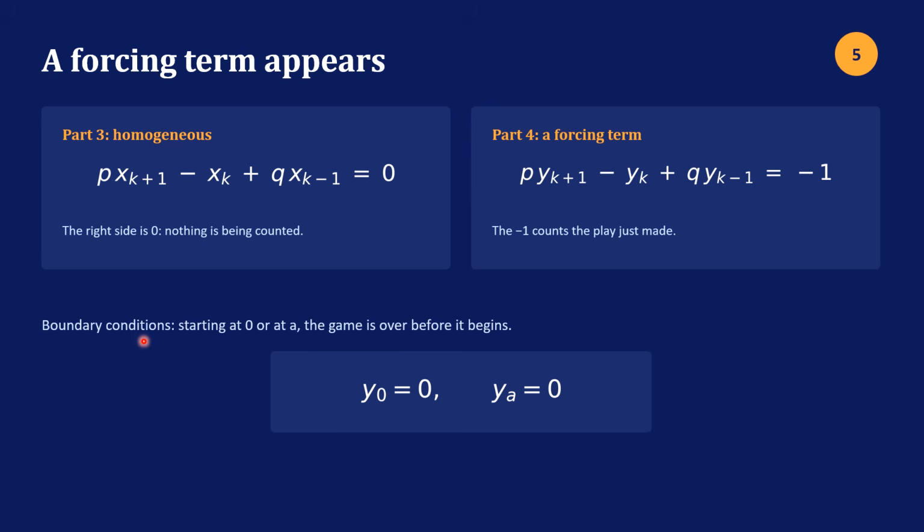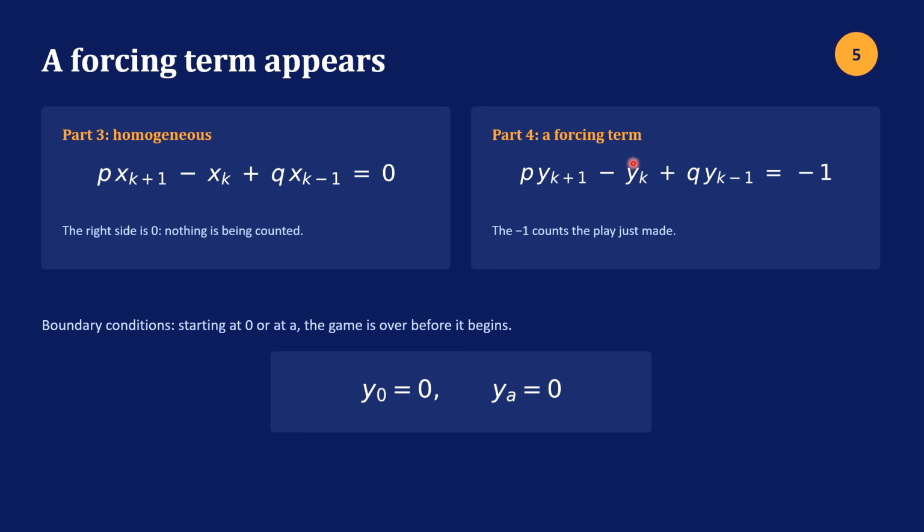And then we have boundary conditions. If we start with 0, meaning 0 units for A, then the expected length of the game, the number of plays, is 0. And the same thing if player A started with all A of the units, we would again have an expected length of the game, number of plays, to be 0. So we have these initial conditions, or boundary conditions, I guess we should call them, and this equation here to solve. So let's go ahead and solve that.